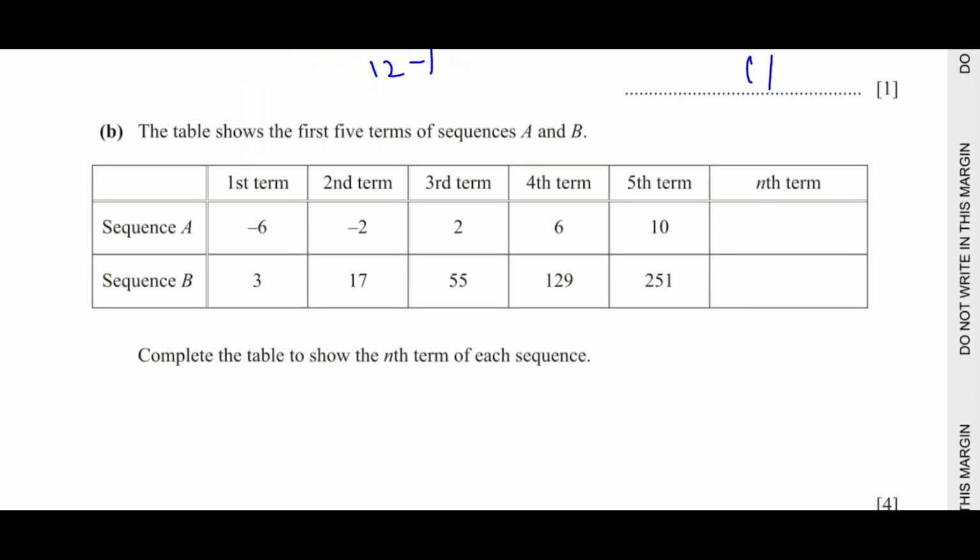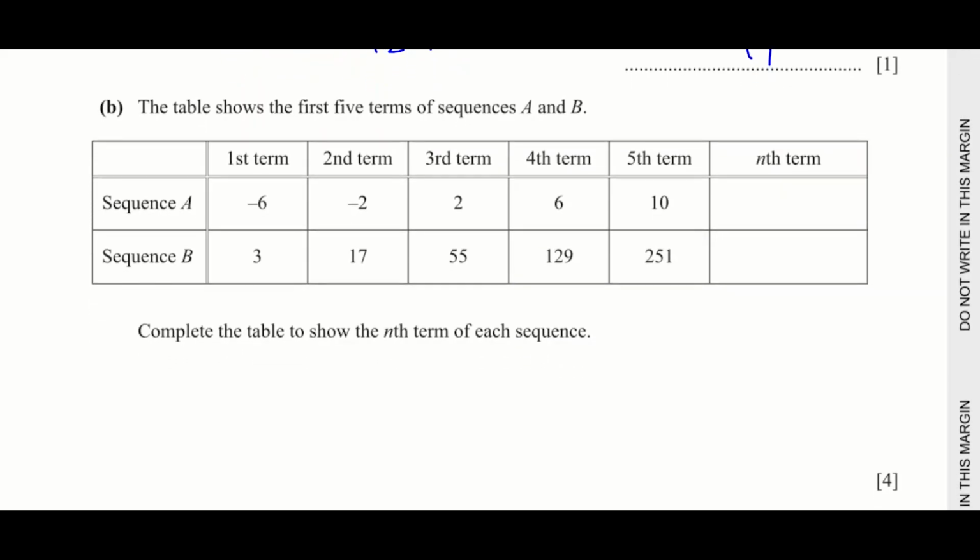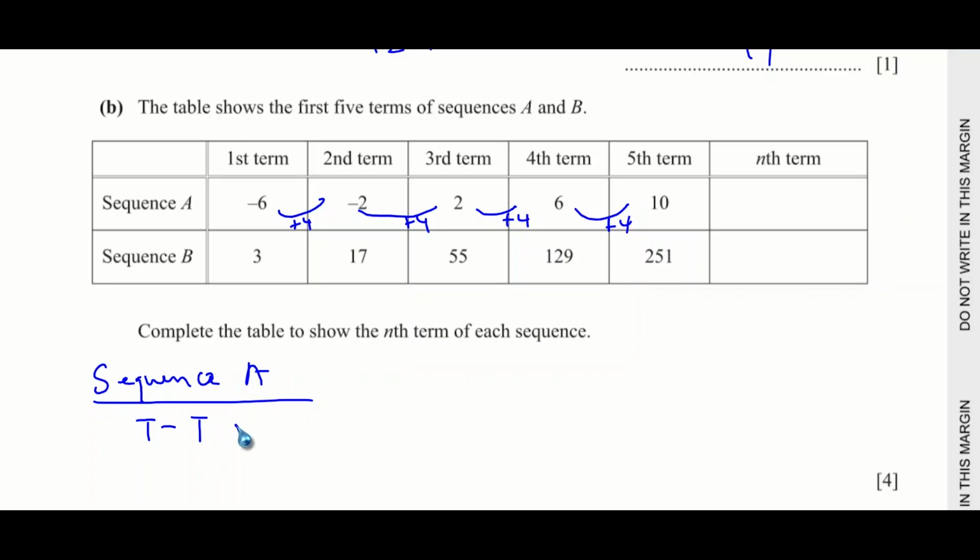Part B, the table shows the first 5 terms of sequences A and B. So complete the table to show the nth term of each sequence. So from here, you see that the term to term rule is add 4, then add 4. So you can say that for sequence A, the term to term rule is equals to add 4.